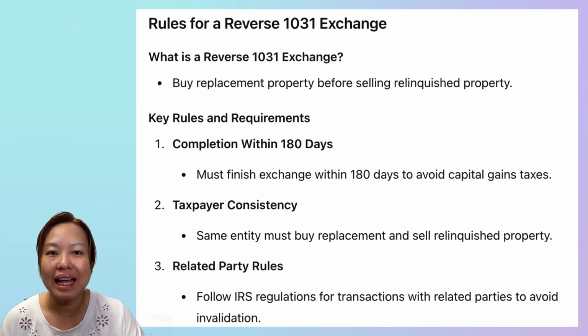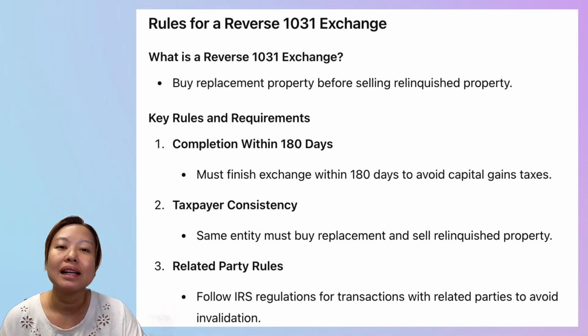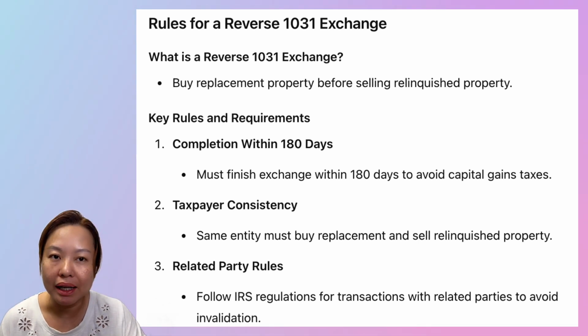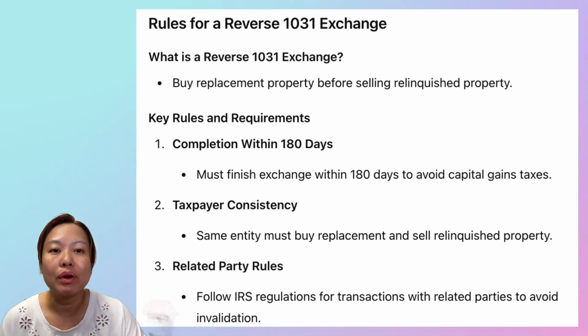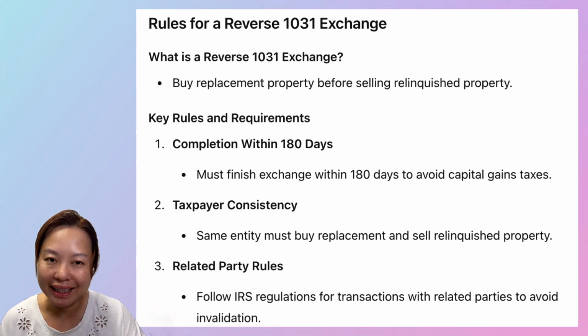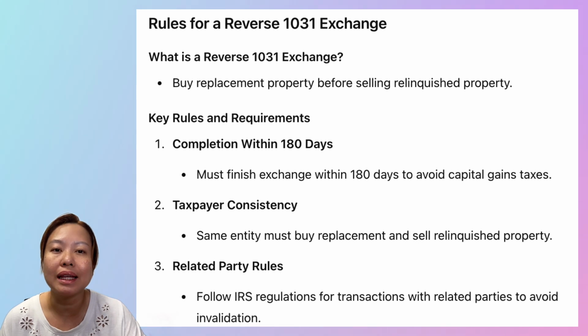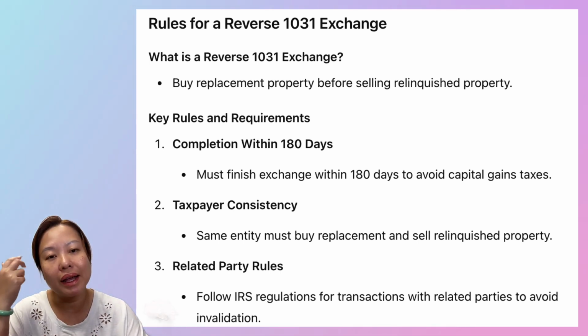The second thing is taxpayer consistency. So it has to be the same taxpayer. The entity that buys the replacement property must be the same entity that sells the relinquished property. This rule ensures that the tax deferral benefits are applied correctly to the same taxpayer.